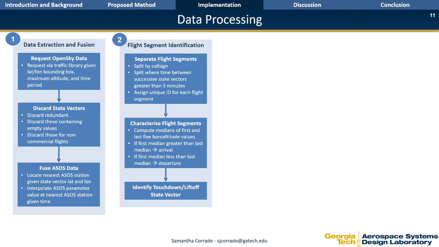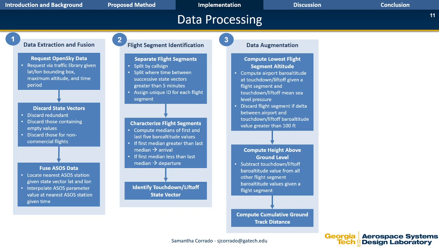Next, specific flight segments are identified by first separating them into individual flight segments and then determining whether the segment is a departure or arrival. Then, identifying the state vector that can be said to be associated with touchdown or liftoff points is performed.